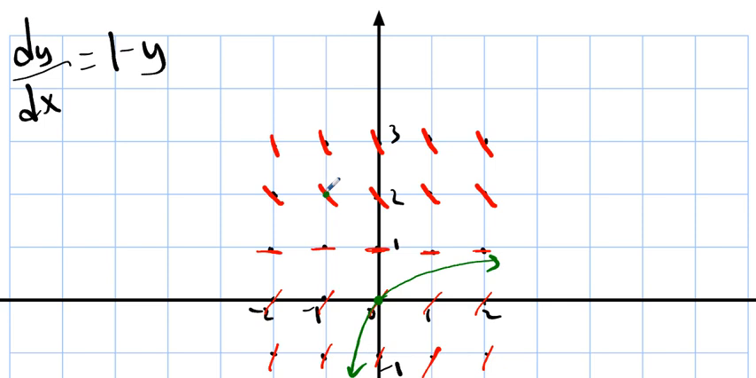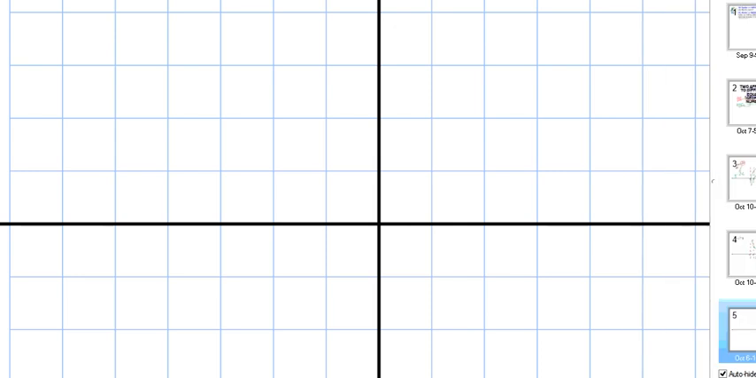Similarly, if I asked for the solution curve that goes through -1, 2, I'd imagine something that comes through like so and flattens out. Horizontal asymptote at y equals 1. Okay, we'll go one more.